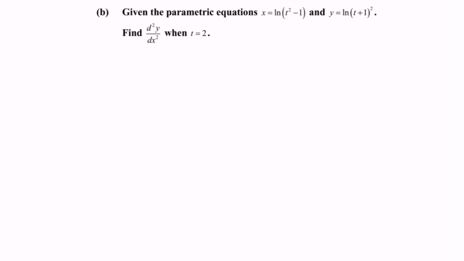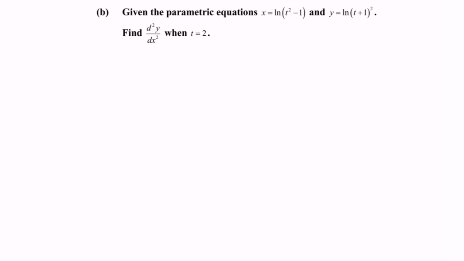In this video, I'm going to discuss an example for parametric differentiation. Given the parametric equations x = ln(t² - 1) and y = ln((t + 1)²), find the second derivative when t = 2.